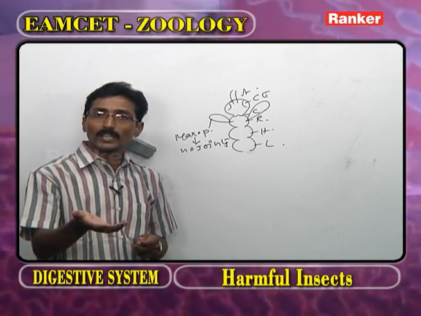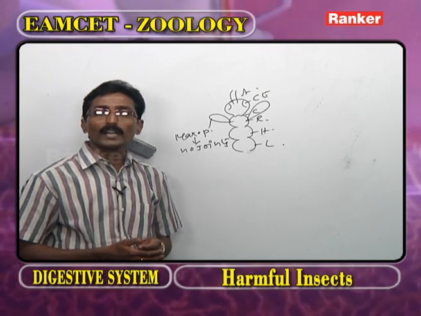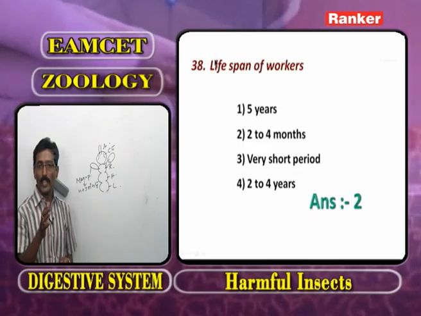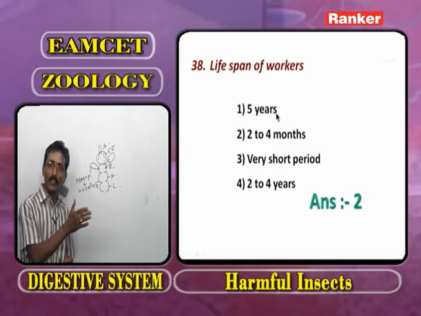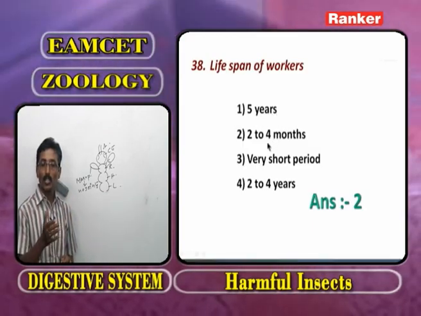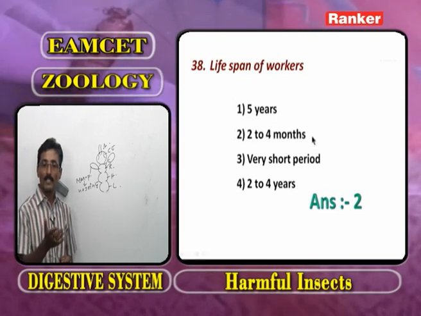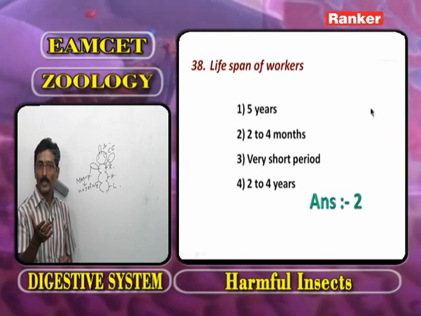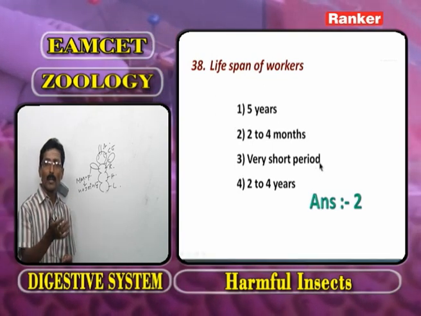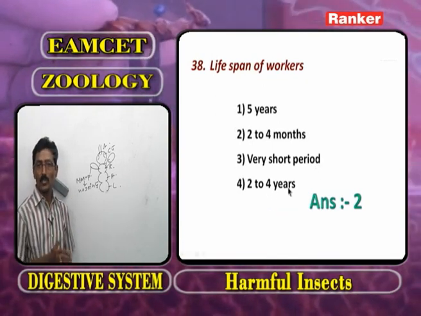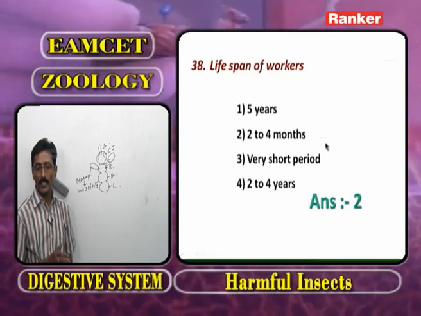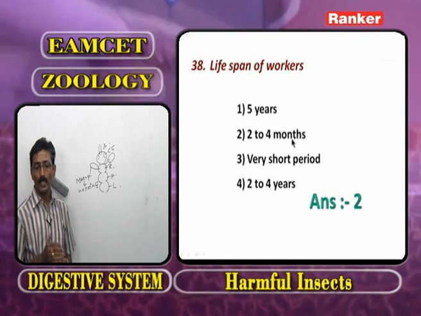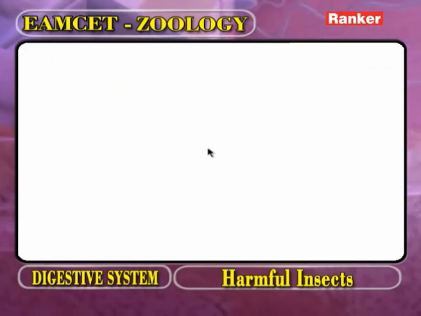What is the leftover? That we call the worker honeybee. Now, what are the options? 5 years, that is concerned with queen honeybee. Second, 2 to 4 months, that is concerned with worker honeybee lifespan. What about the very short period? Concerned with the male honeybee. So regarding this question, what is the correct answer? The 2 to 4 months regarding the worker honeybee. Now we go for the next question.